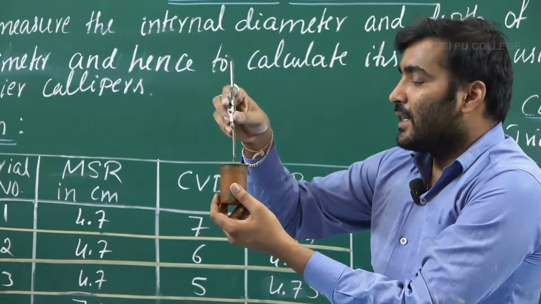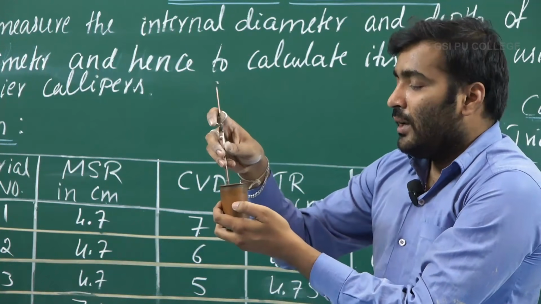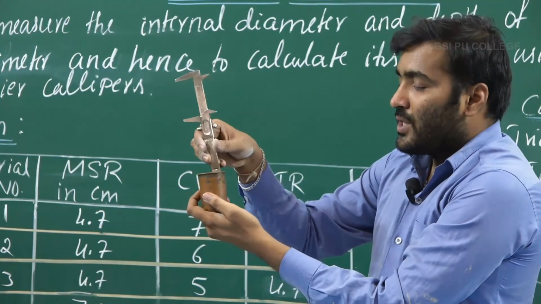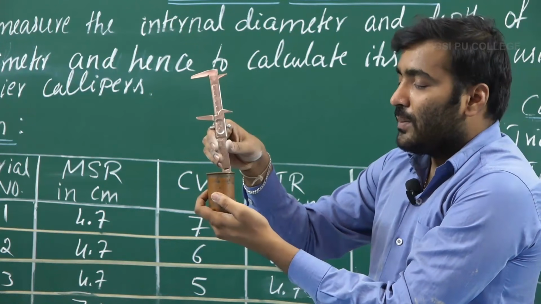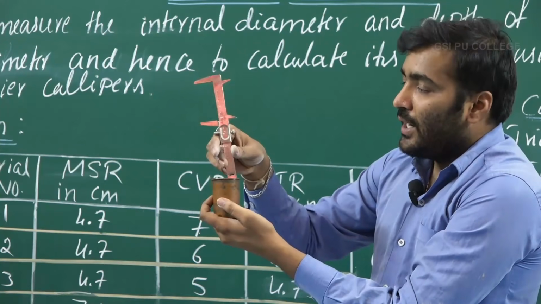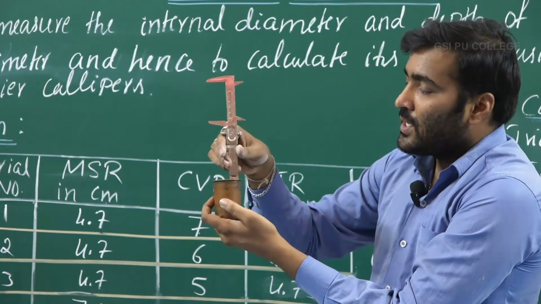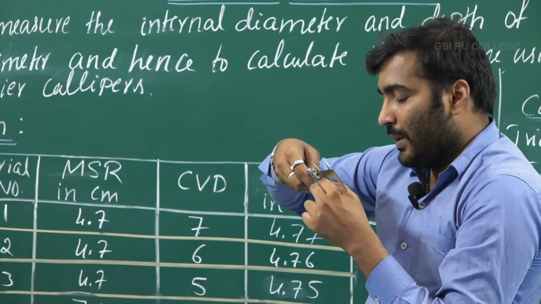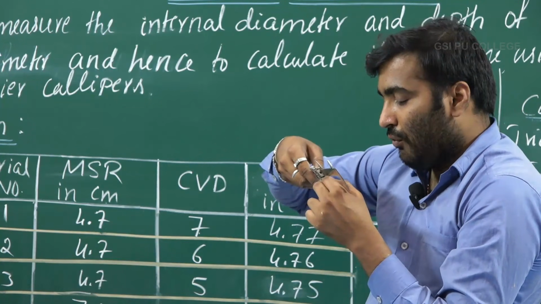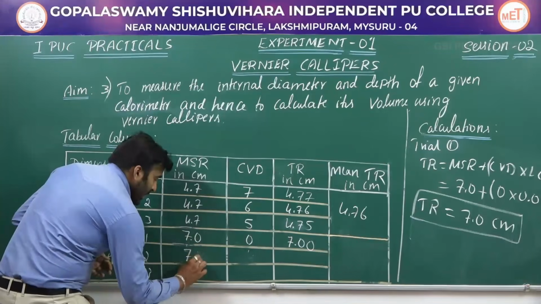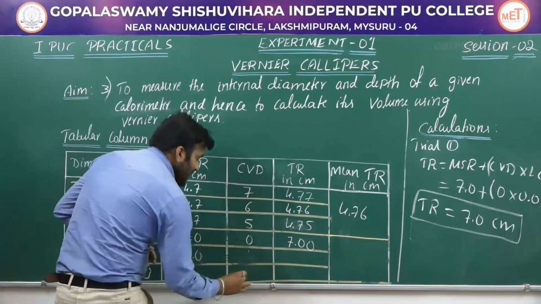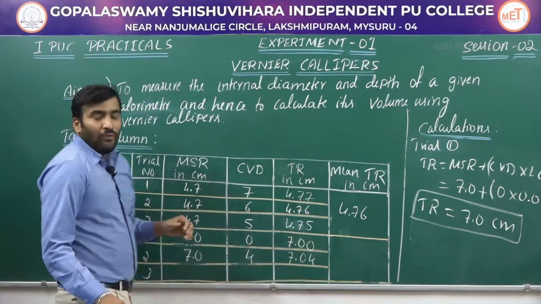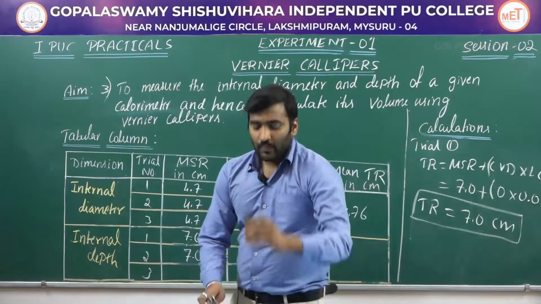Now keep the strip inside the cylinder and scroll down till the edge of the main scale touches the upper edge of the cylinder and the tip of the strip touches the bottom. Let us find out the main scale reading and CVD for this. Main scale reading is 7.0 centimeter and CVD is 4. Let us tabulate this. The total reading will be 7.04.